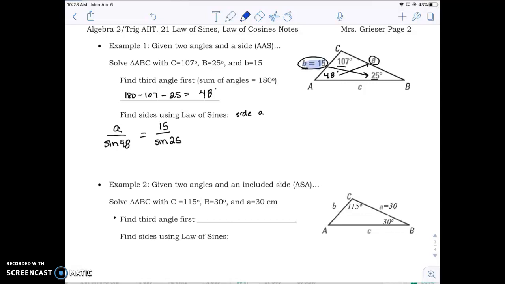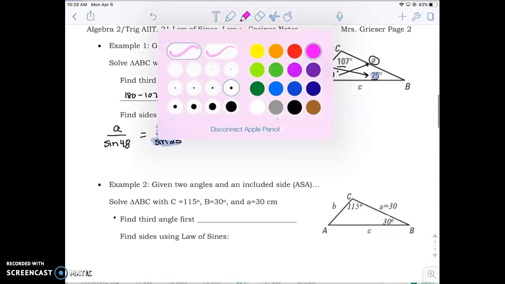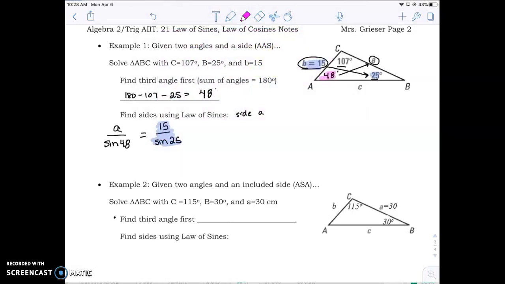This is just a formula, y'all. Don't get all bent out of shape. A lot of us get anxious when we see something new. It's just straight up set up a proportion and solve. Find the pieces you need, ignore the pieces you don't. All right, so when we look at this, a lot of us are going to want to just jump in and do a proportion. We're going to want to do a times sine 25 and 15 times sine 48.